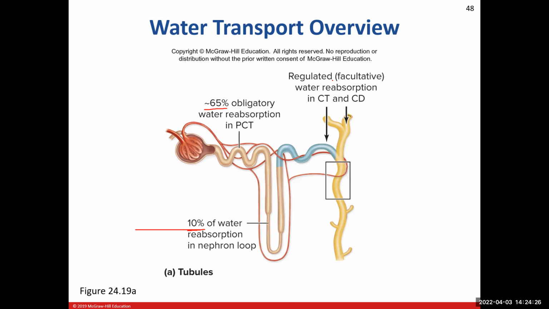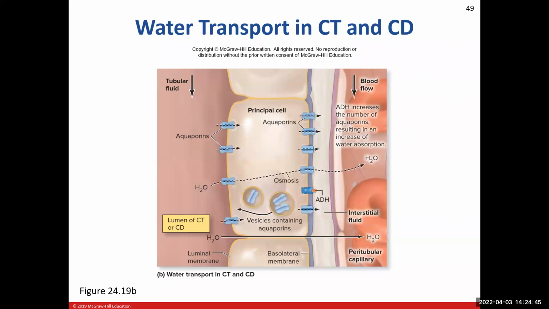But again, depending on what's going on in the body will determine what we're going to see with water's reabsorption in our convoluted tubule, in the collecting tubule and in the collecting duct. But you'll notice here, this slide is showing us what can influence water's movement when we get to the collecting tubule and the collecting duct: antidiuretic hormone, ADH.